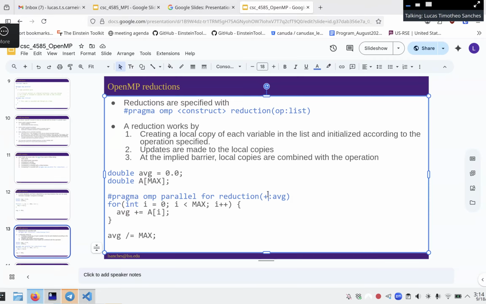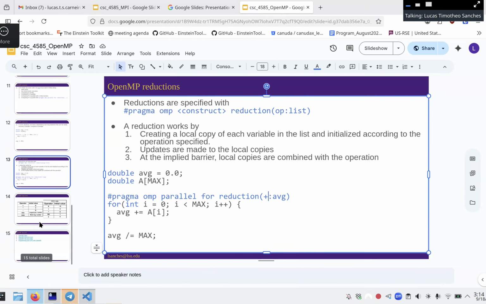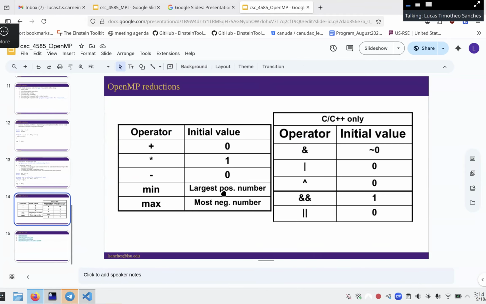Yes. Do all the reductions correspond to the operators? There's a little table of operators that you could use for the reduction call. You should probably not worry about that too much. This is more informational, just so that you know what you can do. All of them have an initial value. You can do a min, you can do a max, you can do logical operations and things like that. All right?